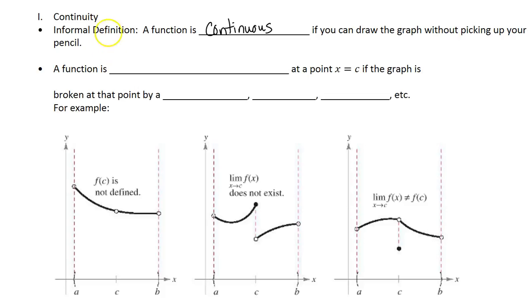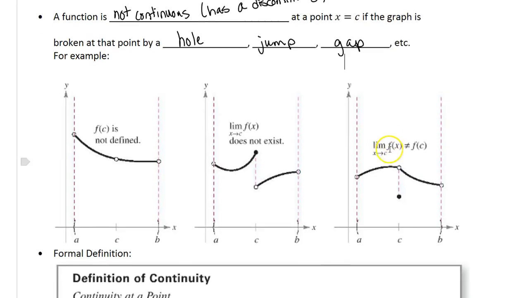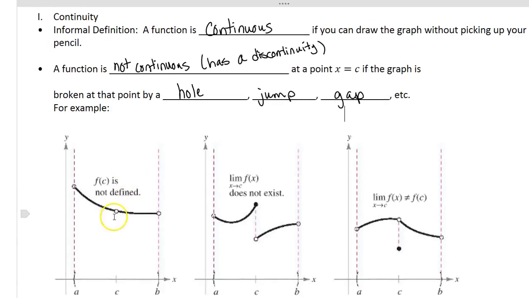But a function is not continuous, or you might say it has a discontinuity. That would be another language that we would want to use. At a point x equals c, if the graph is broken at that point by a hole, a jump, a gap, etc. So for example, this might be what a hole would look like.